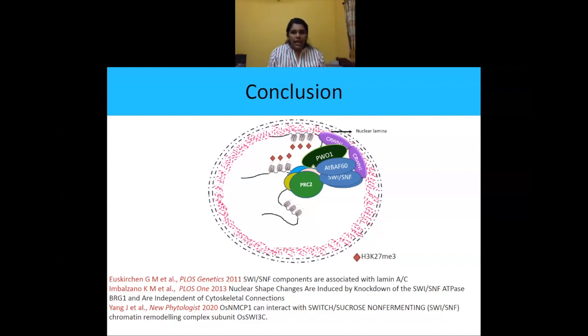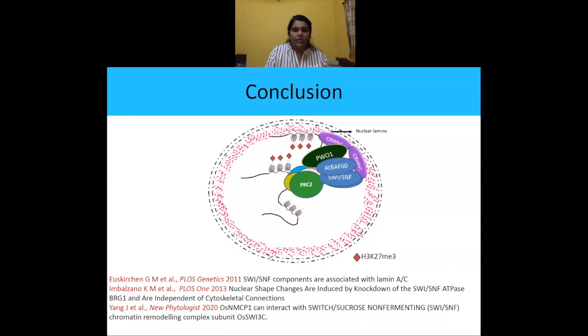In order to give a scenario, it could be like this. When there is no stress, the stress-induced genes are marked with heterochromatic features and localized to the periphery with the help of PWO1 and the SWI/SNF complex. And when there is a stress and these need to be activated, chromatin remodeler complexes can act and modify the chromatin accessibility and help in activating these genes. This could be one scenario, or there could be other mechanisms, or they can act independently also.